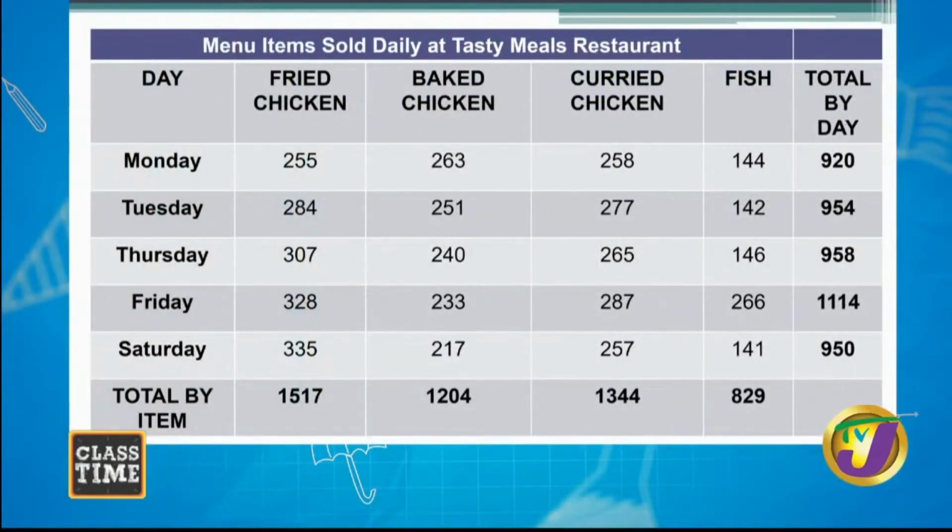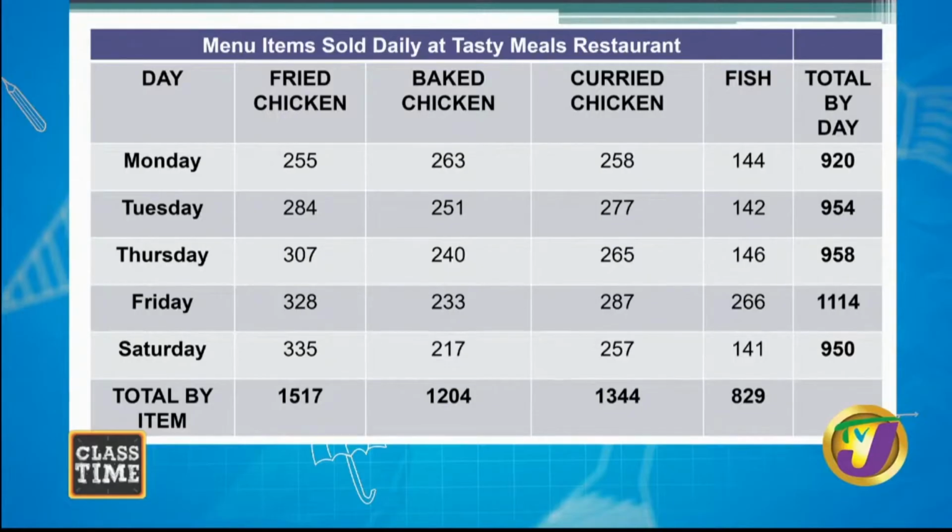So we have fried chicken, baked chicken, curried chicken, and fish. So those are our 4 items. And then we're looking at it over a period of 6 days, from Monday to Saturday. So we have 2 sets of totals. We have the total for each item for the week, and we have the total for each day. So again, remember now, you're looking at the different trends.